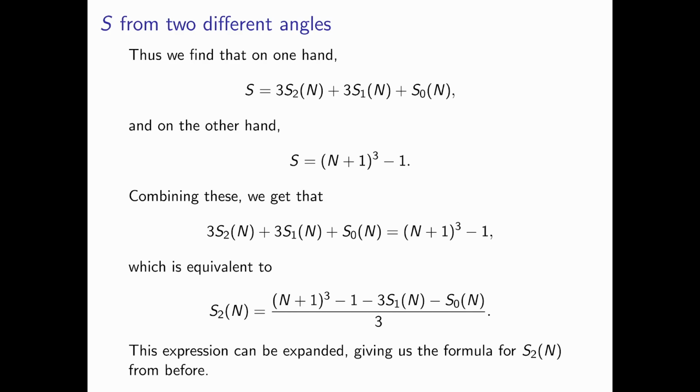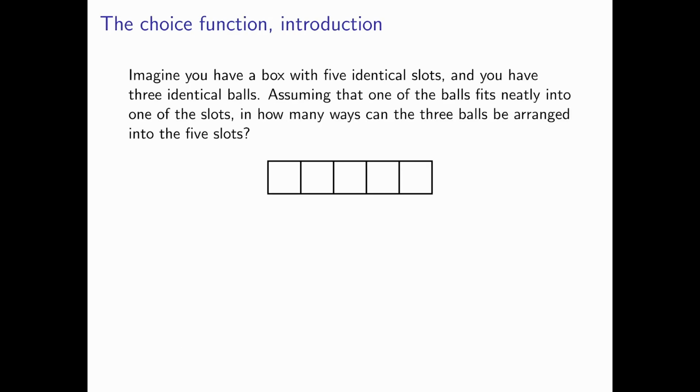Instead, I'm just going to show you the second additional method for computing s sub 2 of n that I came up with on my own. And it all comes down to the choice function. So what is the choice function exactly? Well, imagine that you have a box with 5 identical slots and that you have 3 identical balls. Now, assuming that one of the balls fits neatly into one of the slots, in how many ways can the 3 balls be arranged into the 5 slots?